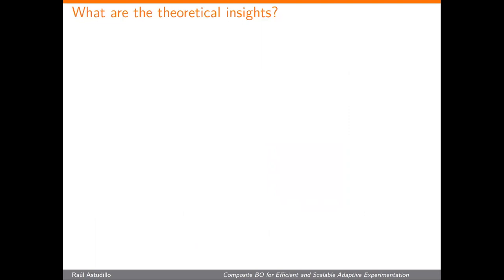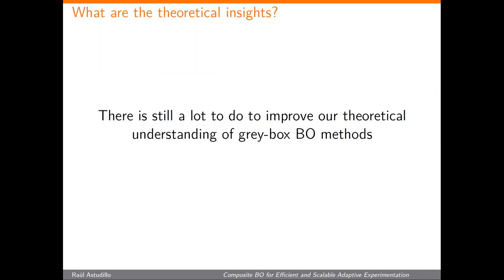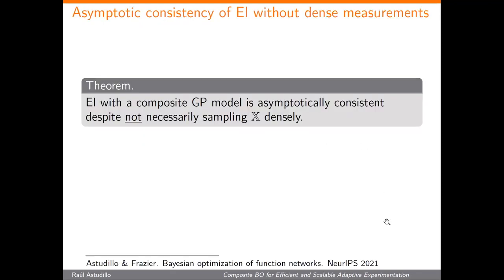Okay, so things work nicely in practice, but a natural question is, what are the theoretical insights behind these performance improvements that we are observing? And the honest answer is that there's still a lot to do to improve our theoretical understanding of these gray box Bayesian optimization methods. So I'm just going to go over two of the few results that I know that provide some insight. The first one is something we showed in our NeurIPS 2021 paper, which is that the expected improvement acquisition function using this composite Gaussian process model is asymptotically consistent, which means that after an infinite number of evaluations, it finds the global optimum. That is not super interesting because we are in a regime where the number of evaluations is very limited.